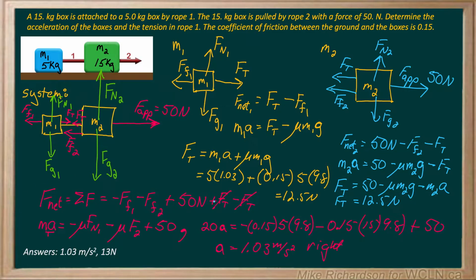Now, in terms of significant figures, we'll round off our tension. Instead of 12.5, because we only have 2 sig figs in our question, we'll say our tension is 13 newtons.